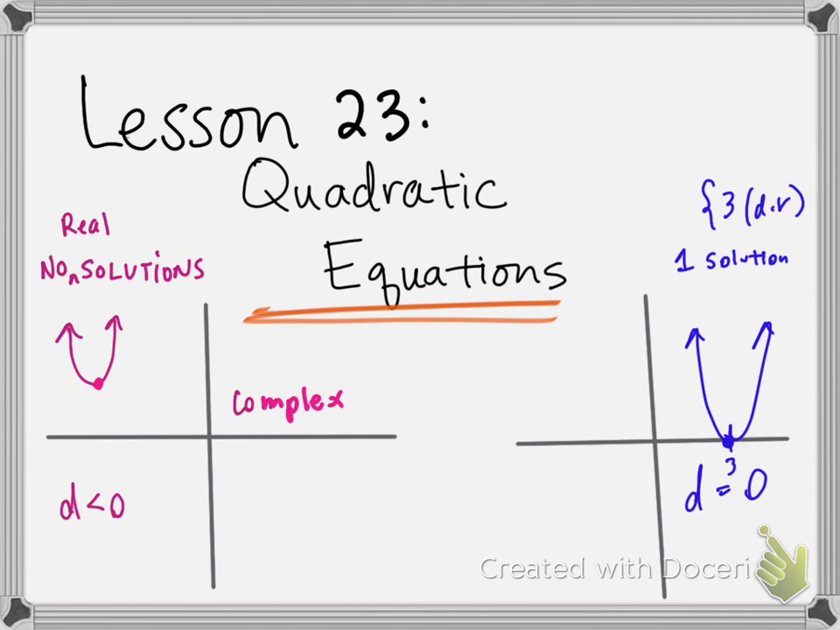Back in the past, that's what you've said. But now we know these are actually complex solutions, and that happens when your discriminant, which is equal to b squared minus 4ac, is less than 0. The discriminant is part of the quadratic formula, and if you think about it, if that's a negative number under a radical, then you get complex numbers.